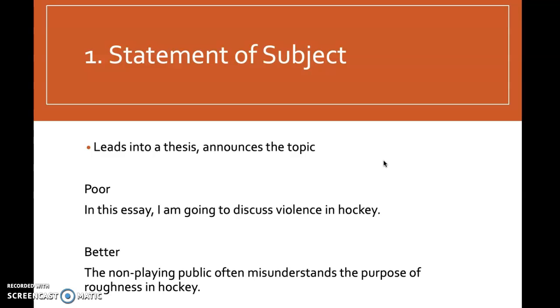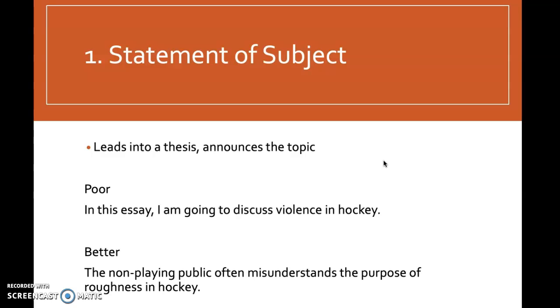Taking a look at the two examples on the screen, the first example is fairly poor, but people often use it when they can't think of anything else to say. They say things like, "In this essay, I am going to." And yeah, that's an announcement, but you're breaking a few of those earlier rules. You're using I, and then you're referring to the essay itself. And typically that's not always bad, but it usually leads to a fairly vague statement of subject, as this one does. "In this essay, I'm going to discuss violence in hockey." Okay. It's still kind of out there, and we need it to have a little bit more detail and focus.